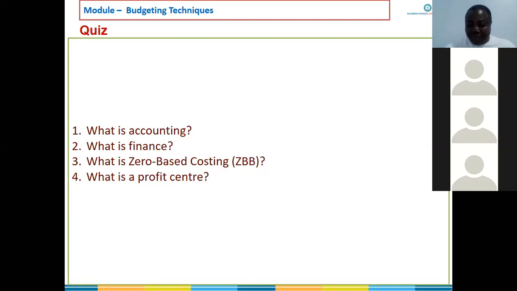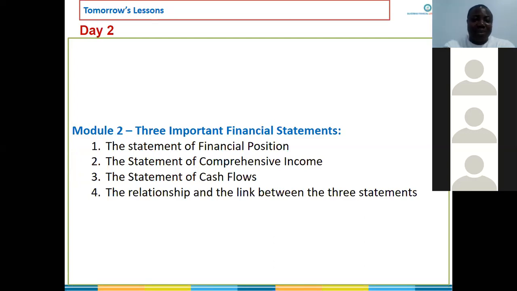You have done a great job today by going through all these basic things in accounting, which we shall be building on tomorrow. Tomorrow, we are going to look at the 3 important financial statements, which is module 2. We shall look at more calculations: the statement of financial position, the statement of comprehensive income, which is also the income statement, and the statement of cash flows. And then we shall look at the relationship and the link between the 3 statements. So we are going to see more figures and the link tomorrow.